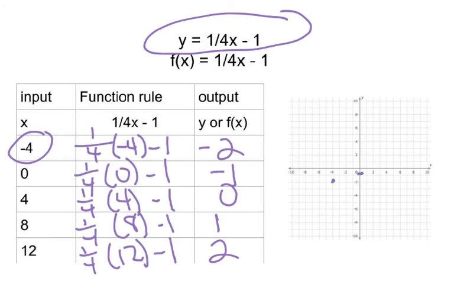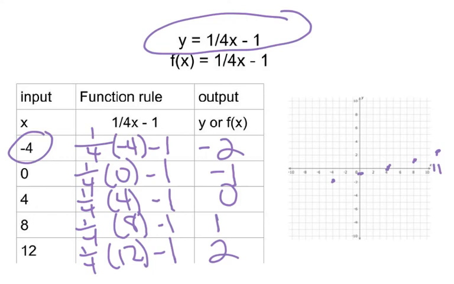For 4, the output was 0, so you're right on the x-axis. 8, 1. And you can notice my graph only goes to 10, so I can put a couple other marks to get to 12 too. So it'd be kind of off my graph that I have here, that last dot. But again, they make a line.